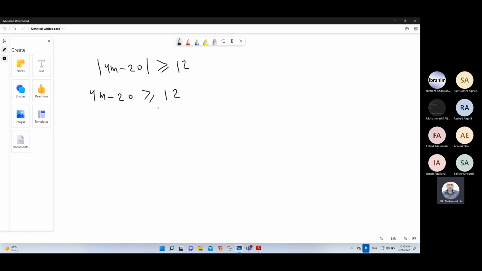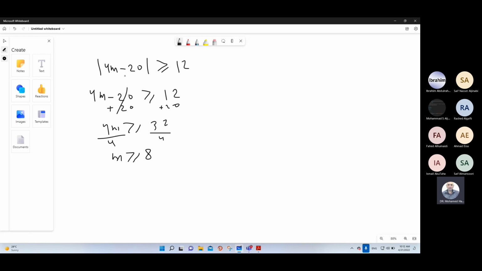Then solve it. Plus 20 here, plus 20 here. Here it is 0, so here 4m greater than or equal to 12 plus 20, which is 32. Then divide here by 4, divide here by 4. Then m greater than or equal to 32 divided by 4, which is 8.